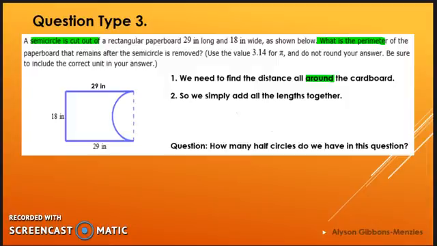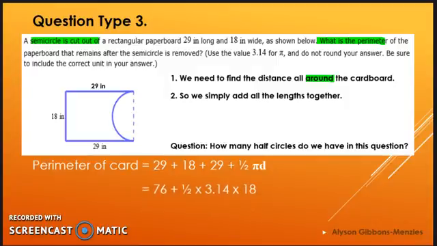Question: how many half circles do we have in this question? Correct, we just have the one half circle. So the perimeter of the card is 29 plus 18 plus 29 plus a half times 3.14 times the diameter. 76 plus a half times 3.14 times 18, which is the diameter of the circle. And the total perimeter of the card is 104.26 inches. Thank you very much.